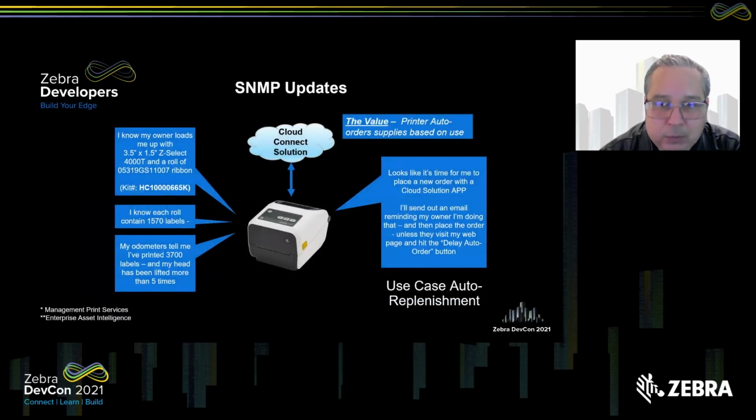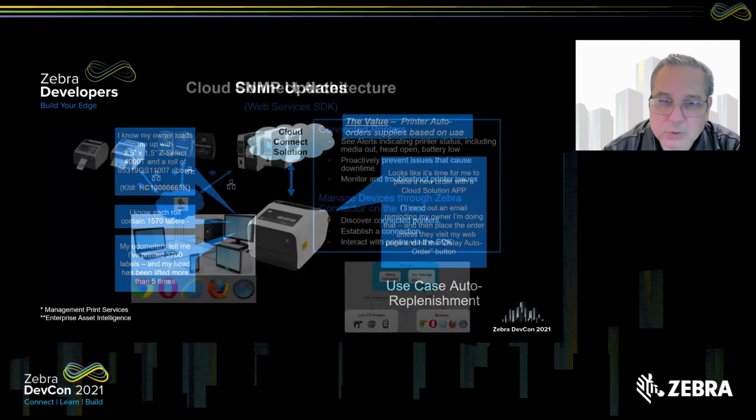Okay, let's move to other updates that we have done, and we talk about the SNMP updates. In this particular case, what we are showing here is an auto replenishment use case where the printer is able to talk to the Cloud Connect solution and to the specific provider and tell them that the media has been exhausted and needs to be replaced with a new cartridge, or a new roll, or a new ribbon. The way to implement this auto replenishment use case is based on two different architectures.